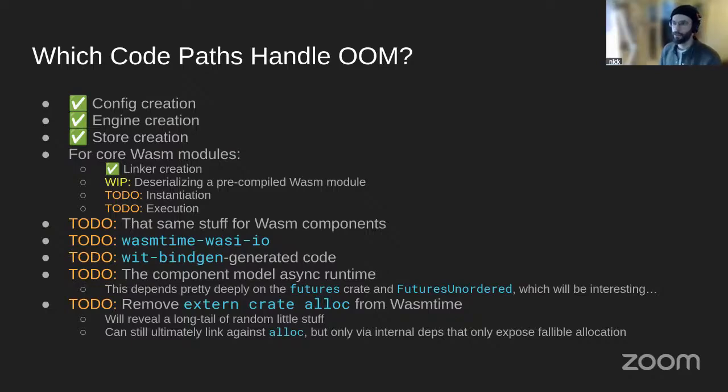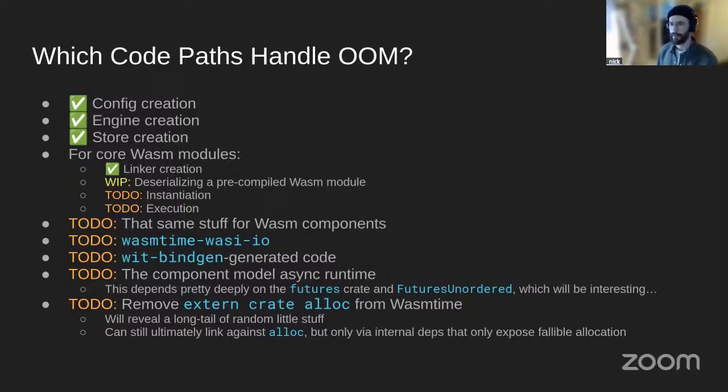So where are we so far? You can see what code paths actually handle OOM. Creating a config, an engine, and a store all handle OOM. As far as running and loading core Wasm modules, you can create a linker and define a function, or multiple functions, in the linker. Deserializing a precompiled Wasm module actually landed yesterday, so that's a checkbox. We handle OOM there.